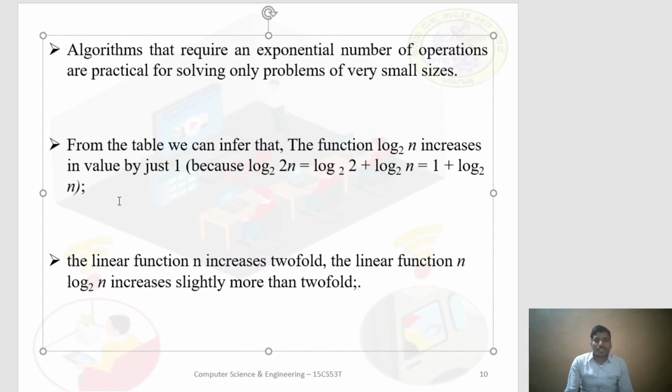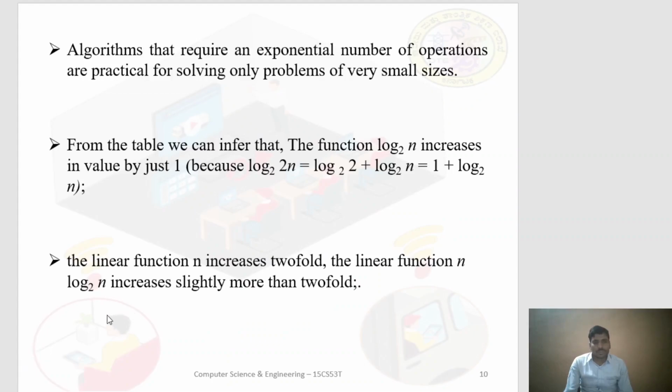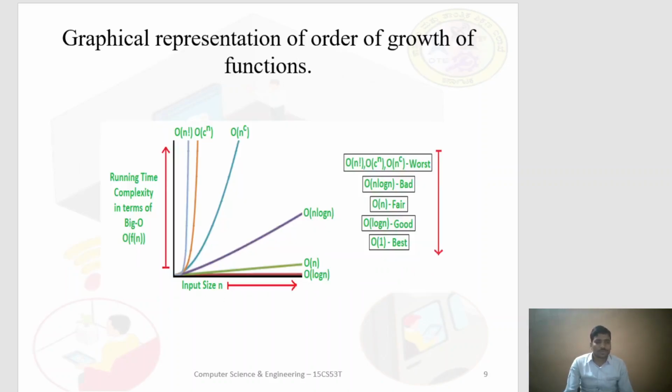From the table we can infer that the function log base 2 n increases the value by just 1. So you can observe that in the table. Okay. The linear function n increases twofold. The linear function n log 2 n increases slightly more than the twofold.